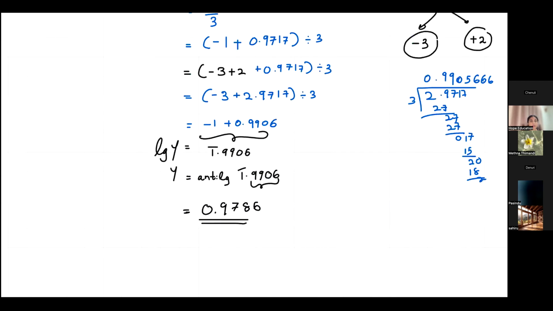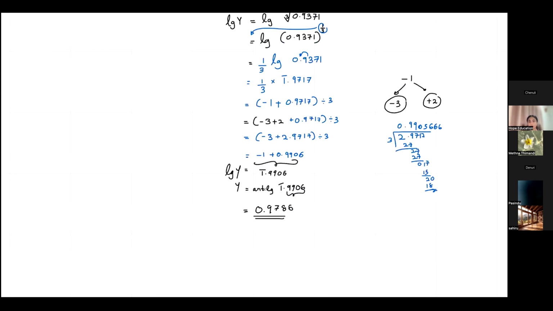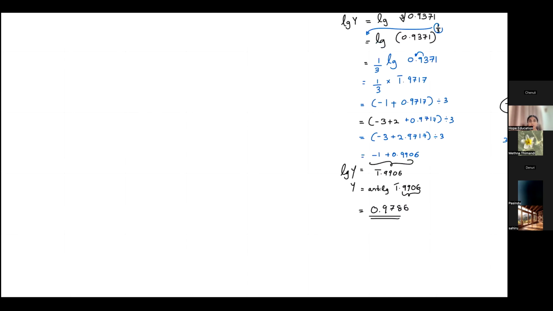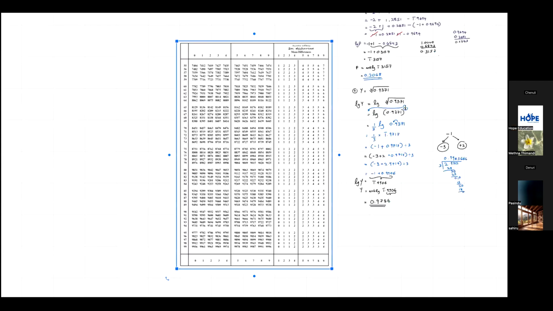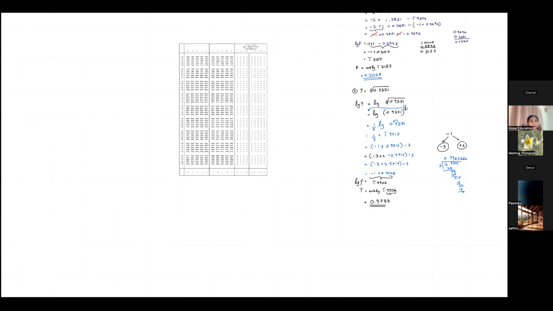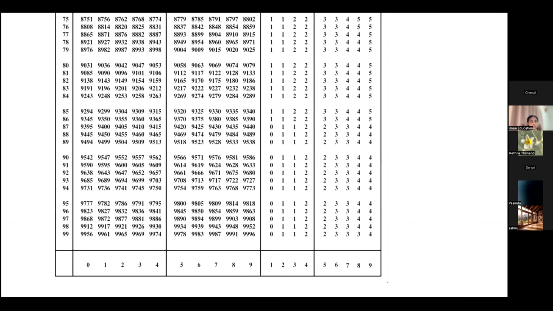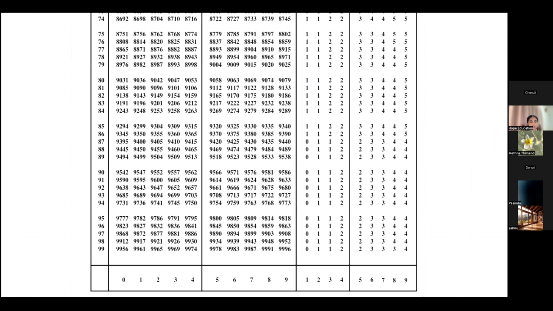Shall we use a log table to see? Let me show you. Because I also didn't read the log table. This was an example from the textbook, so I just got the answer from there. Let's try reading the log table. 9906, no? Nine nine zero six. 9906.